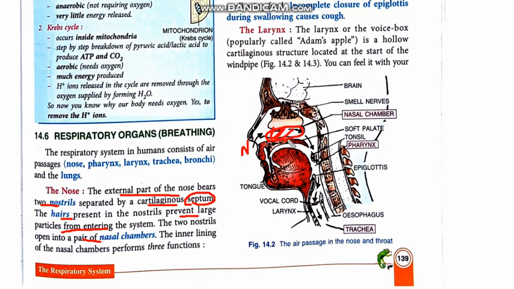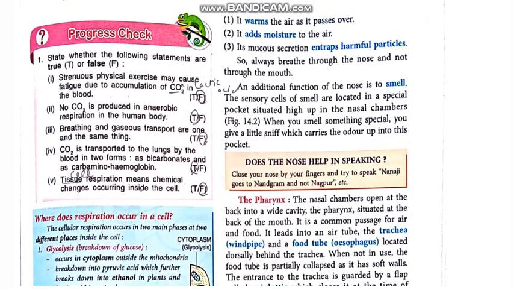The inner lining of the nasal chamber has three functions. First, it warms the air that we are inhaling through our nose. Second, it adds moisture to that air. And the third, very important one, is that its inner lining secretes mucus. What is mucus? Mucus is a slimy substance, and this mucus entraps harmful substances. Because it is slimy in nature, it traps the harmful particles present in the air which we are inhaling.